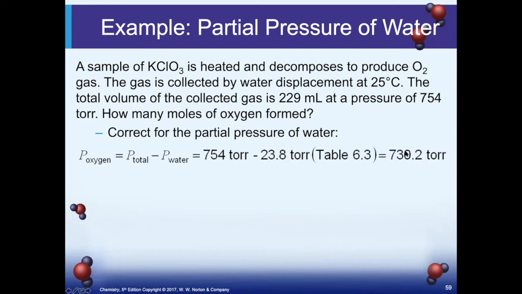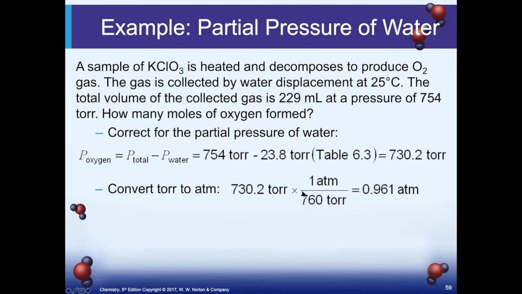Now, if we're going to use the ideal gas law, I need to convert that into atmospheres. Remember that the ideal gas law has that constant R, and that constant R has units of atmospheres in it, liter atmospheres per mole Kelvin. So I do need to convert that into atmospheres. That's easy. You just use your conversion factor. The 1 atmosphere is 760 torr. Torr cancel. And so you get 0.961 atmospheres.